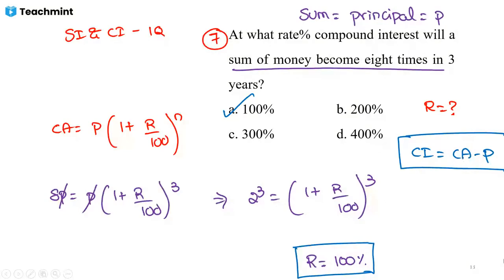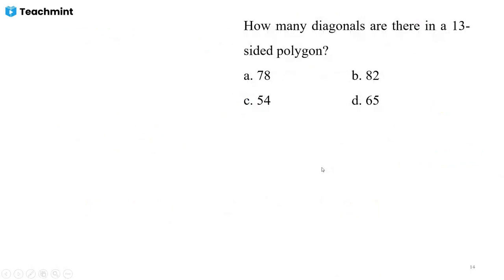But I am trying to cover the maximum models in the given time. Okay, and my dear friends, number of diagonals. They may give a 13-sided or 14-sided or 15-sided polygon. As it is a revision part, I'm just trying to give the formula for the number of diagonals: n into n minus 3 by 2. N into n minus 3 by 2.